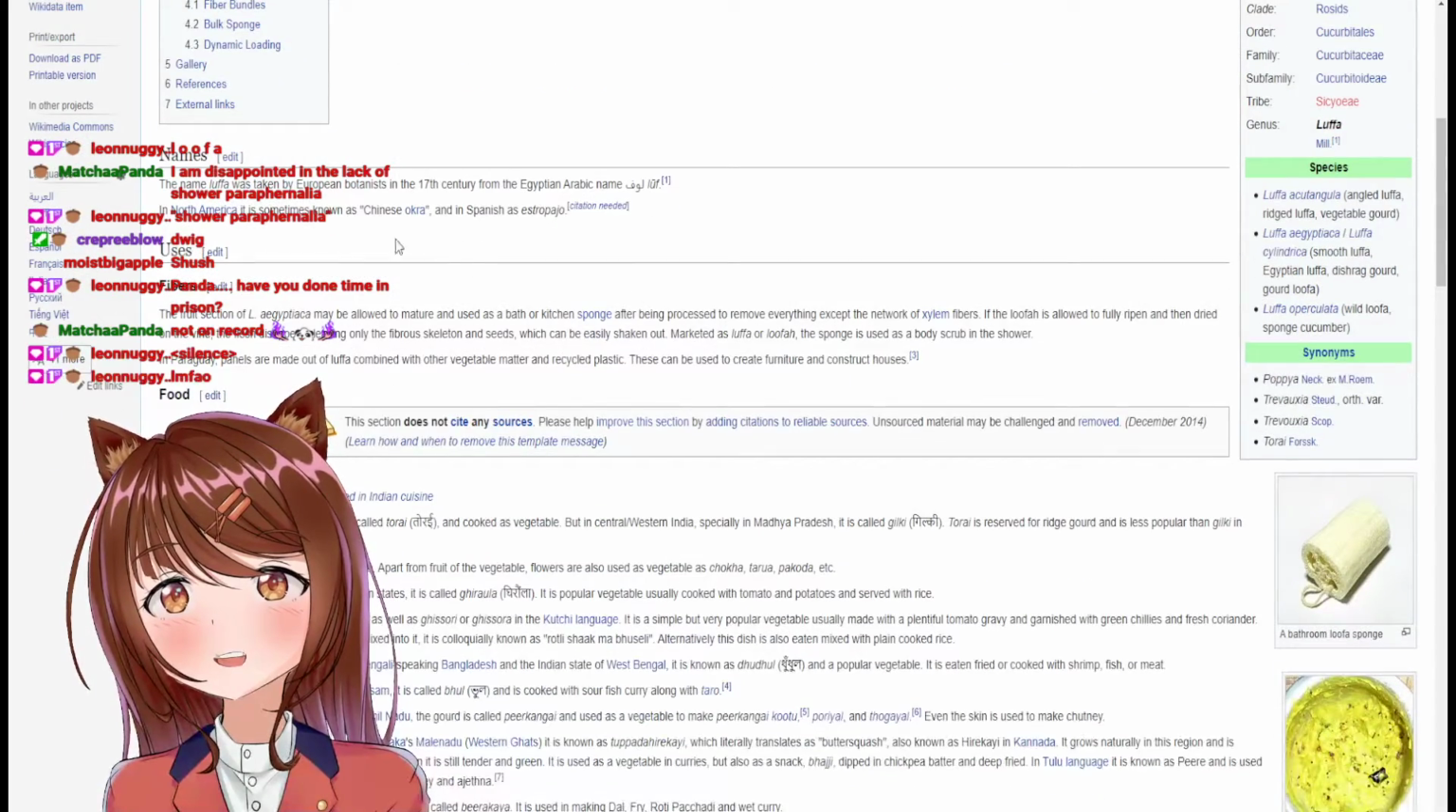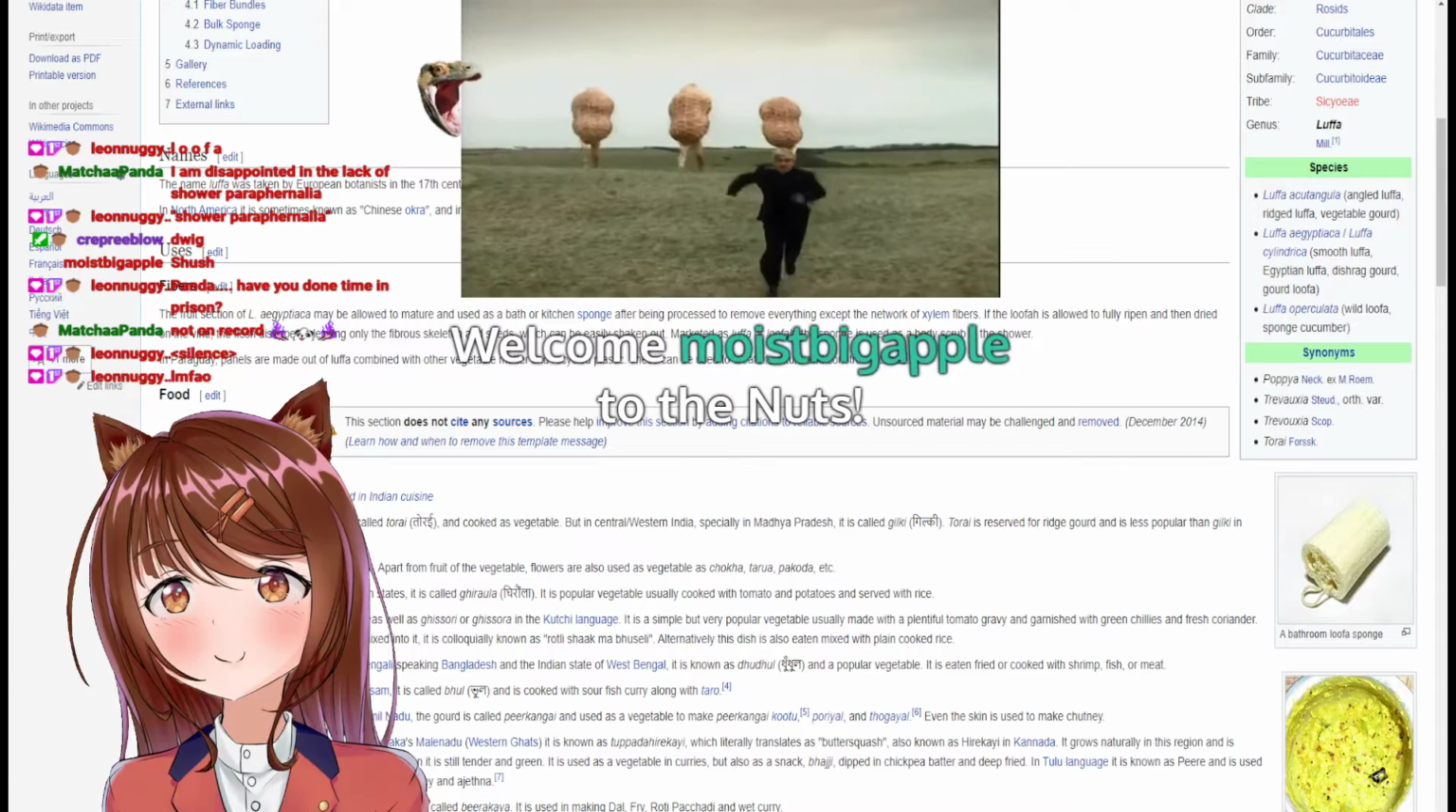So these things are called loofahs because loofah was taken by a European botanist from the Egyptian Arabic name loof.